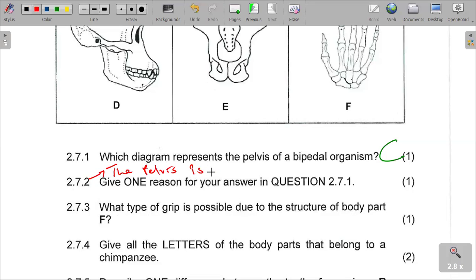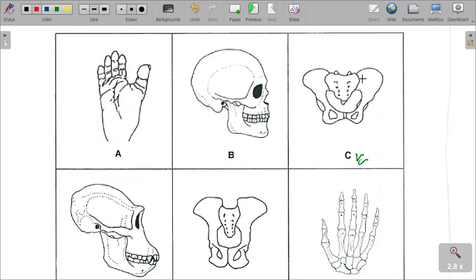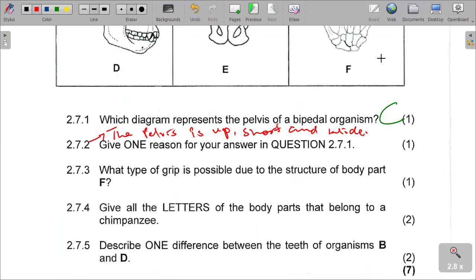This question 2.7 has the pelvis up, short, and wide. That we can say in terms of the pelvis. In terms of the pelvis, see, it is short, it is upright, and it is also broad. As you can see there, it's broad. So we are saying the answer is C, because of that reason.